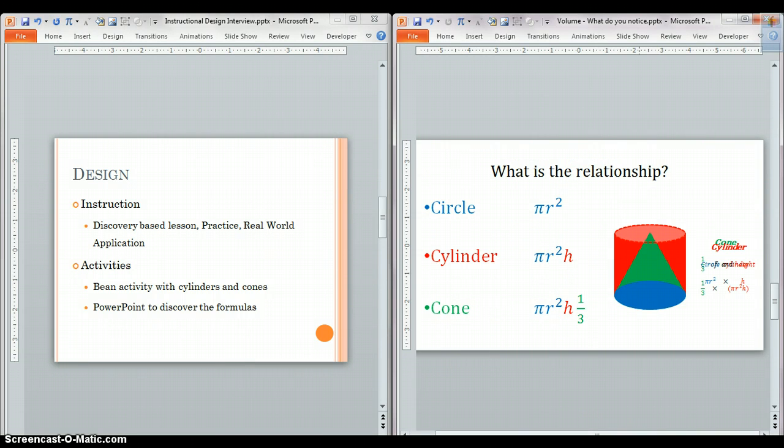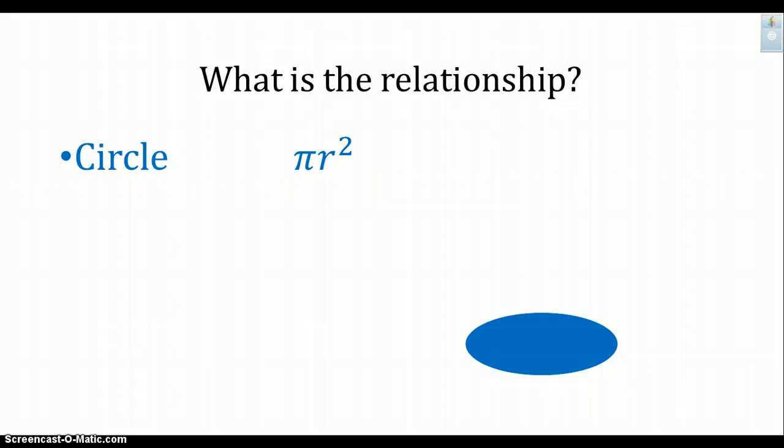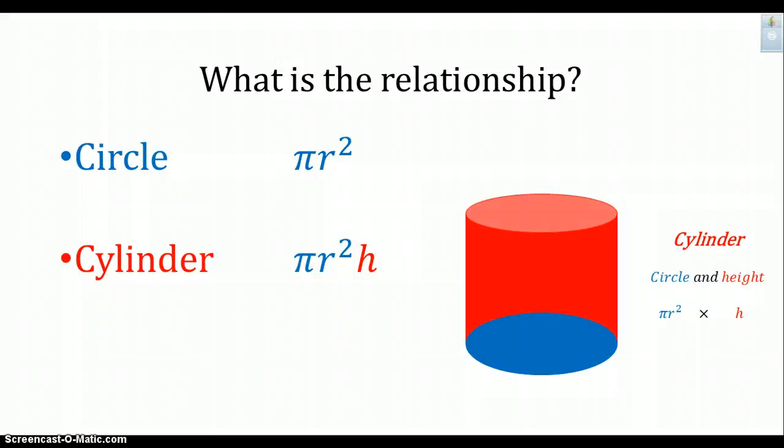From there, I wanted to continue the PowerPoint to really show them that relationship again. So we start off with our circle. It's a 2D flat object. From there, we give the circle some height, and it changes into a cylinder. So the color coding is really useful to where they can see over here there's the circle, and means to multiply, and then the height as well, that the height has been added into the cylinder figure.